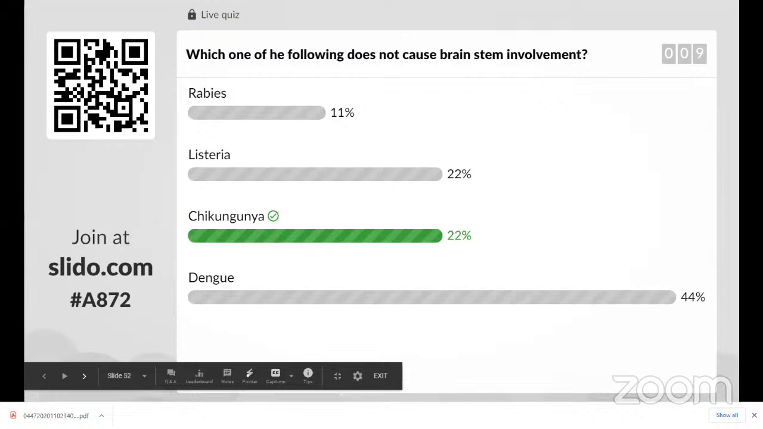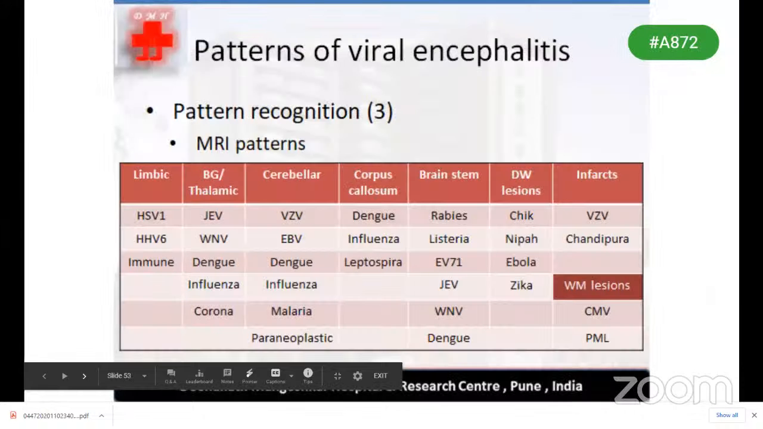You see, brainstem involvement is seen in many disorders. The common conditions where there is brainstem involvement are rabies, listeria, enterovirus 71, Japanese encephalitis, West Nile, and dengue can also cause brainstem involvement. But in chikungunya, you usually don't get brainstem involvement. Chikungunya would usually present with multiple diffusion-weighted lesions, which are usually seen in the supratentorial compartment.